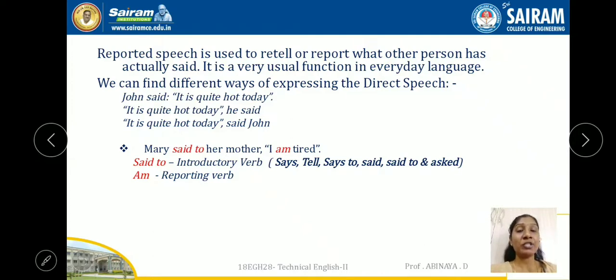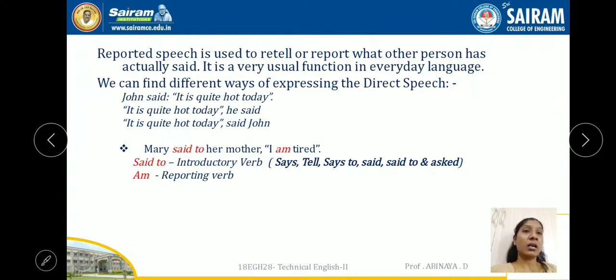Direct speech usually comes with commas and inverted commas, which means quotations. See here, these are direct speeches. John said, "It is quite hot today." "It is quite hot today," he said. "It is quite hot today," John said. All these are the structures of direct speech. You can find direct speeches, direct dialogues and conversations in any of these structures, right?